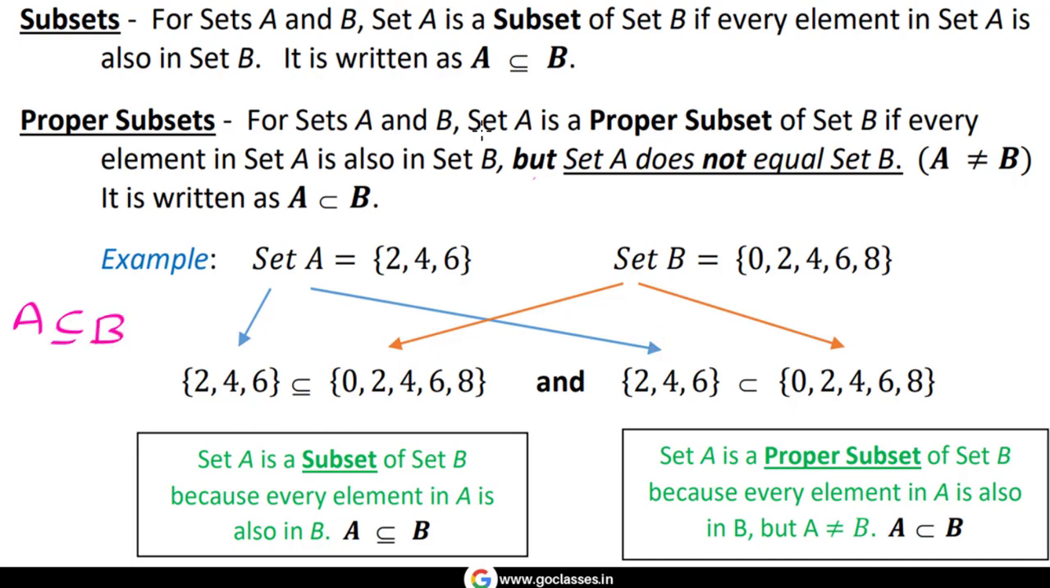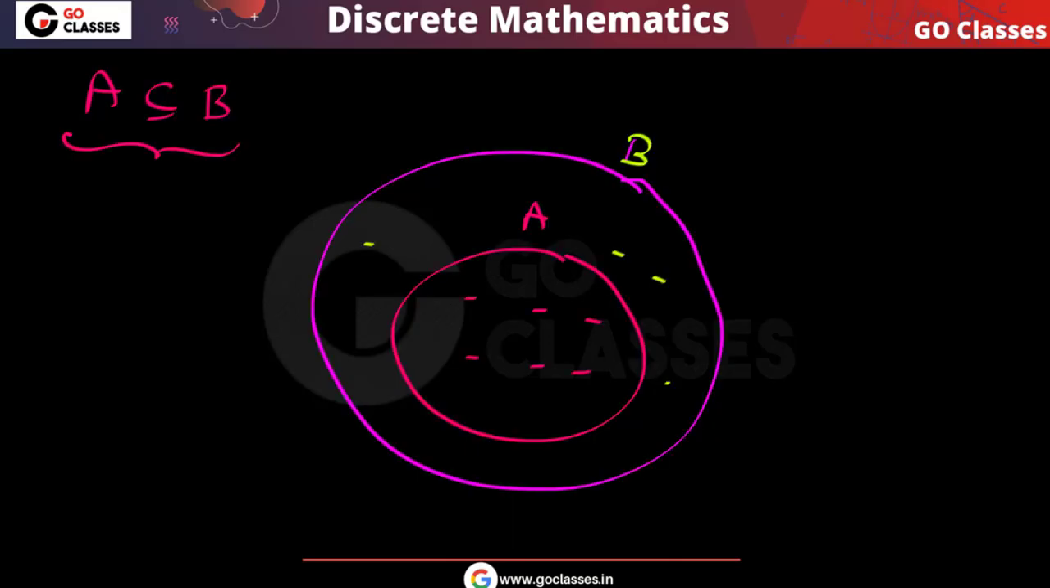Now, there is also something called a proper subset. Proper subset means a subset other than itself. So I can say A is a proper subset of B. It means A is a subset of B and also A is not equal to B. You can notice this {2, 4, 6} is a proper subset of B, because A is a subset of B and also A is not equal to B. So I can say that A is a proper subset of B.